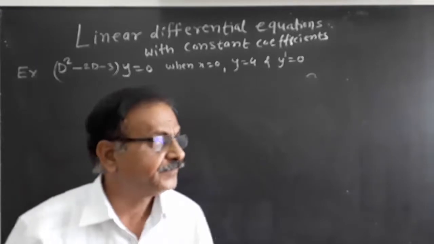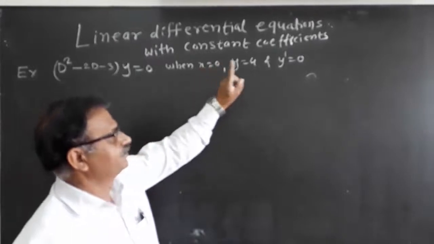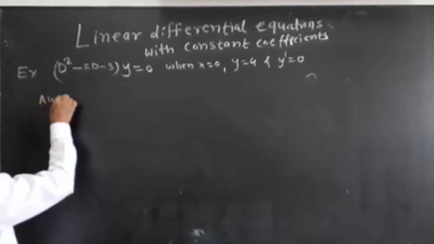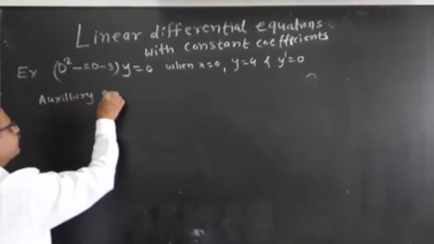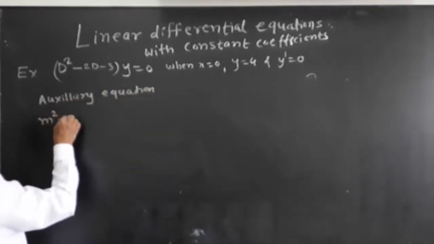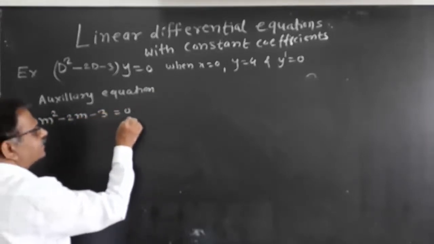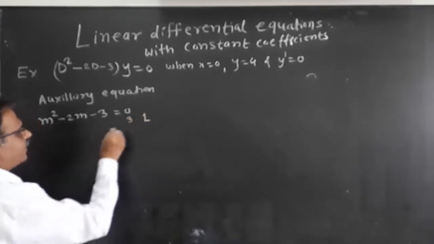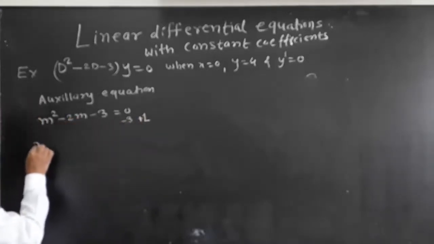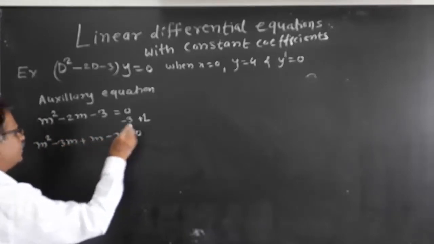We have to solve the problem (D square minus 2D minus 3) y equal to 0 when x equal to 0, y equal to 4 and y dash equal to 0. Its auxiliary equation is m square minus 2m minus 3 equal to 0. 3 has factors 3 and 1. If you take minus 3 plus 1, their sum is minus 2, the middle term. Therefore, this can be written as m square minus 3m plus m minus 3 equal to 0.